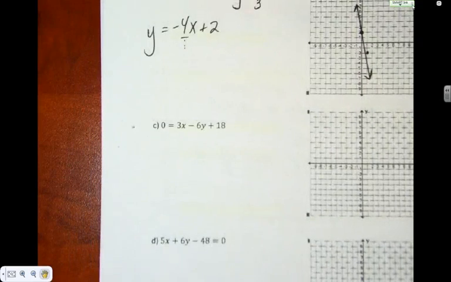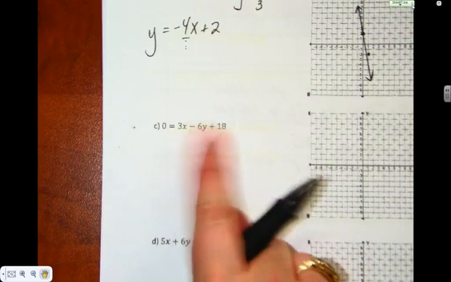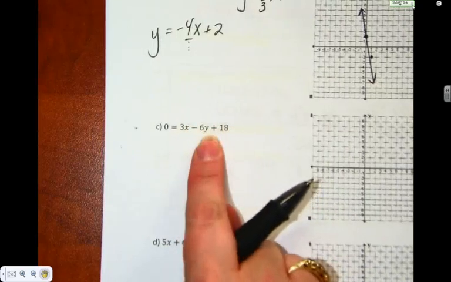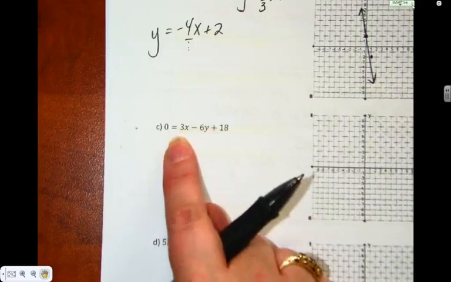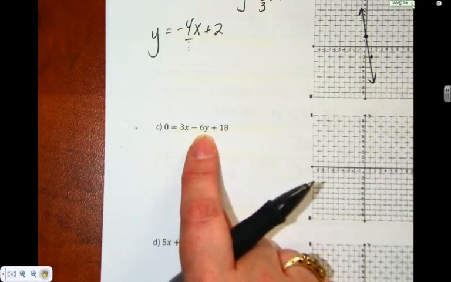This one we're going to be a little sneaky. Instead of moving the x and the number like we usually do, I'm going to move that -6y. Why am I going to move the y this time? Because I want the y to be on the left. So what's the opposite of subtracting 6y?